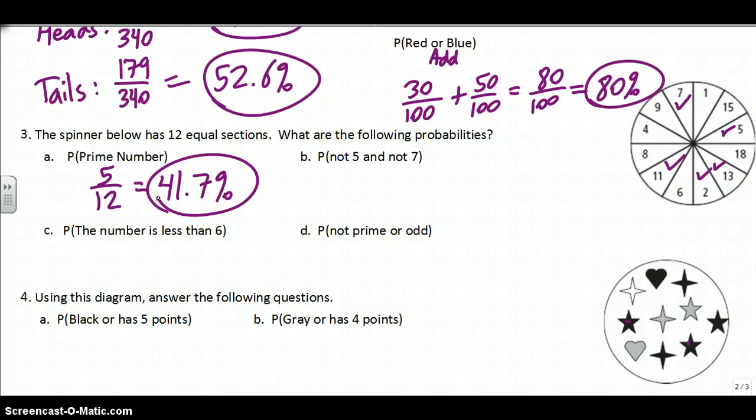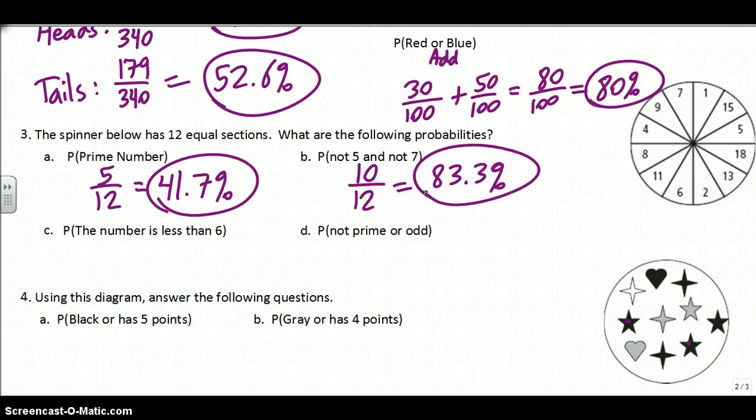Probability of not 5 and not 7. Basically, what are the chances that I spin on the spinner and I don't get a 5 or a 7, right? I don't want to land on a 5 or a 7. Well, there's only 2 of them on there, so that'd be 10 out of 12, which is 83.3%. Okay? Probability the number's less than 6. Well, how many numbers are less than 6? We've got 1, we've got 5, we've got 2, we've got 4. So basically 4 out of 12, which is 33.3%.